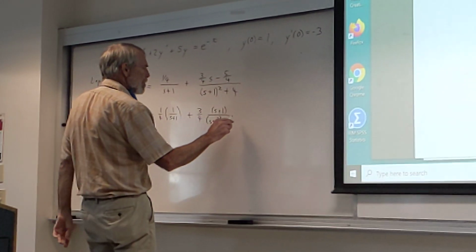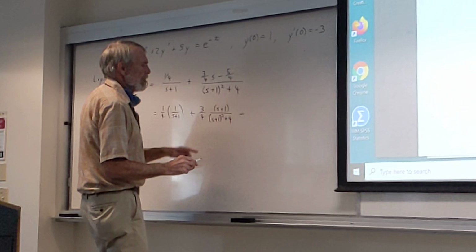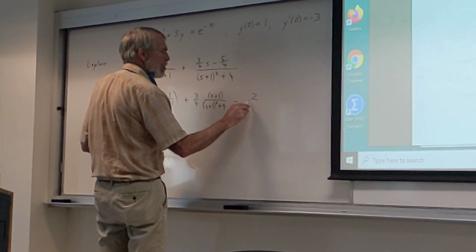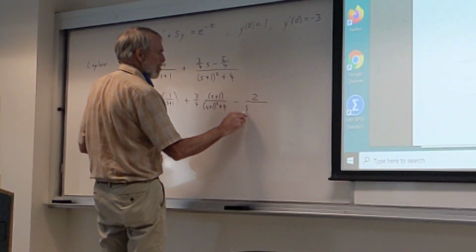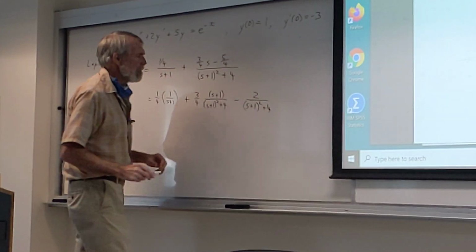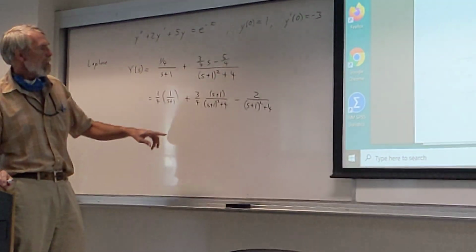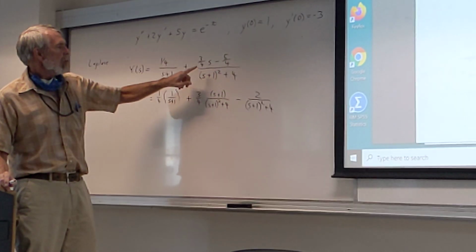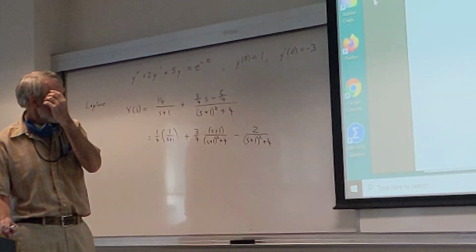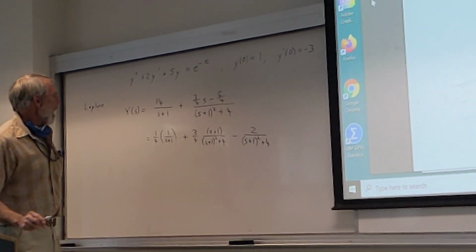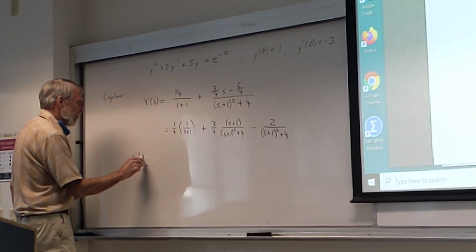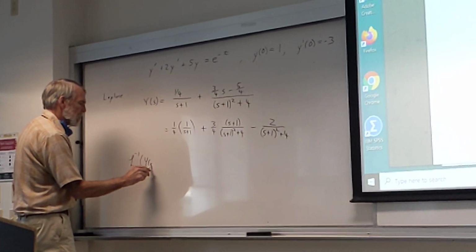So then what am I going to have to do? Take off 2, divided by the denominator. All right. Okay, to get this 5/4, with this 3/4 here, we need -2. Okay? Now we're ready to do the inverse Laplace transform of this y of s.